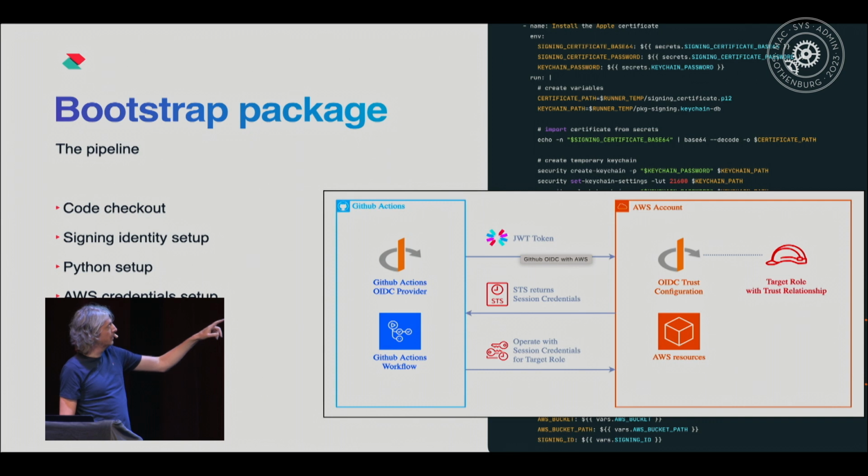And once this trust is established, then you can exchange your JSON Web Token for temporary credentials, and then you can move on and use the API.